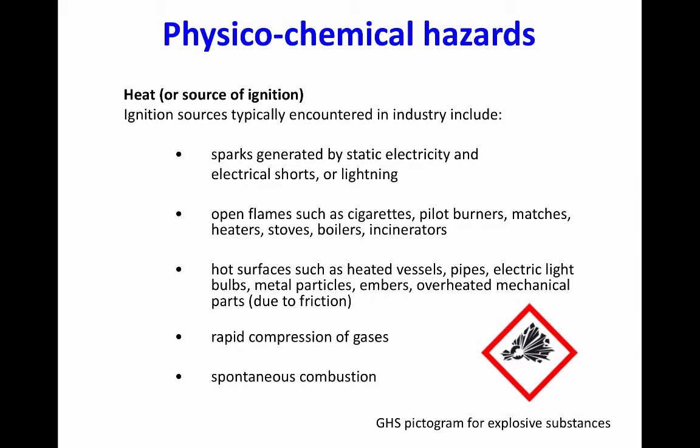Ignition sources generally found in industry include sparks generated by static electricity and electrical shorts or lightning, open flames such as cigarettes, pilot burners, matches, heaters, stoves, boilers, incinerators and so on, hot surfaces such as heated vessels, pipes, electrical light bulbs, metal particles, embers, overheated mechanical parts due to friction, etc., as well as other ignition sources such as rapid compression of gases, and then there is also spontaneous combustion. And this is the very exciting GHS pictogram for explosive substances.